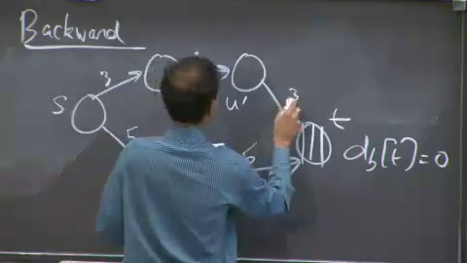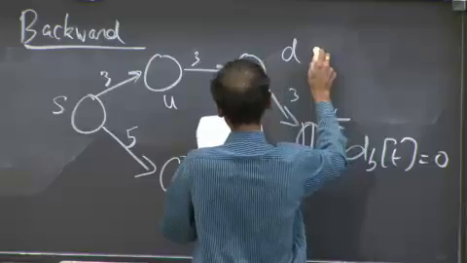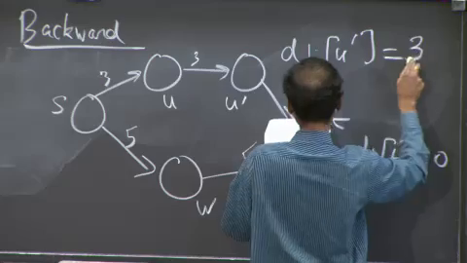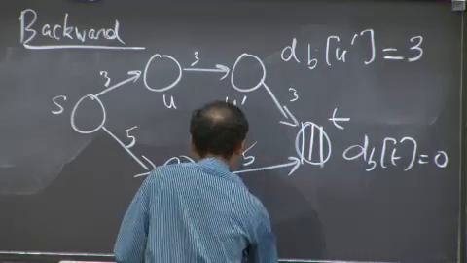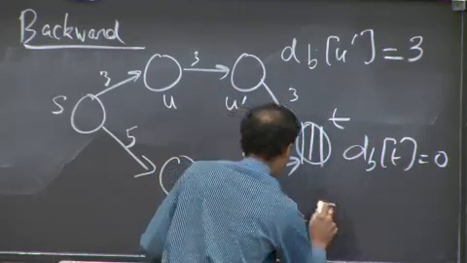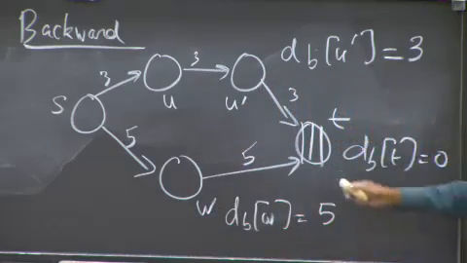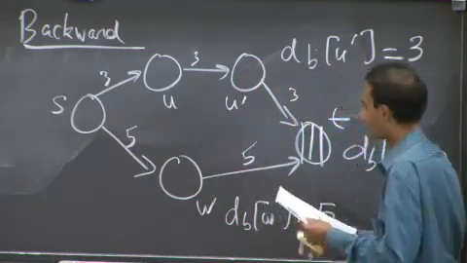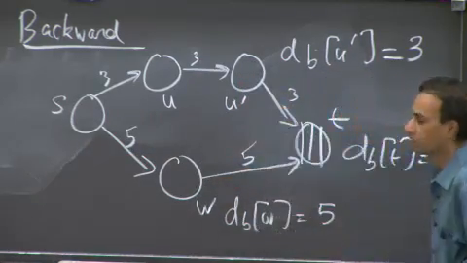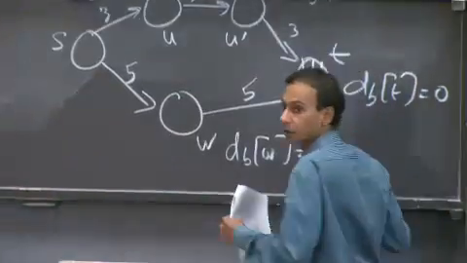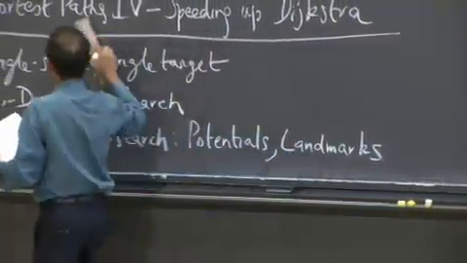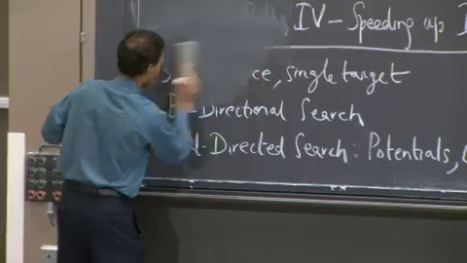It's the same graph. So I'm going to have dB of U prime equals 3. And dB of W equals 5. And I haven't seen U yet. I haven't seen S yet. And so all I've done is mark these two. All right? So far, so good? Again, stop me if you have questions. We've got, obviously, a couple more steps to go here.